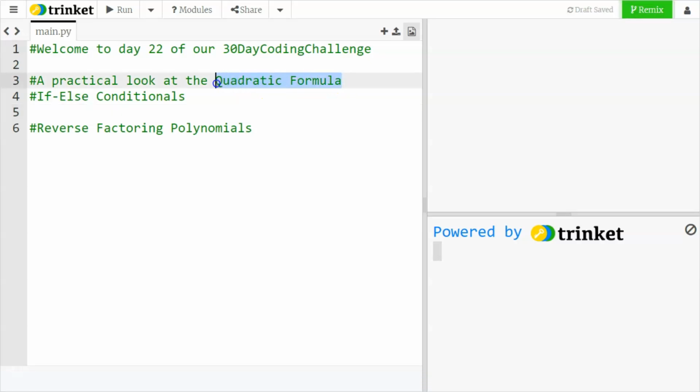Today I wanted to jump into a more complex formula like quadratics. And within that, we'll talk about if-else conditionals. We'll talk a lot about the logic in the structure of the formula. And at the end, we'll reverse factor using that process.